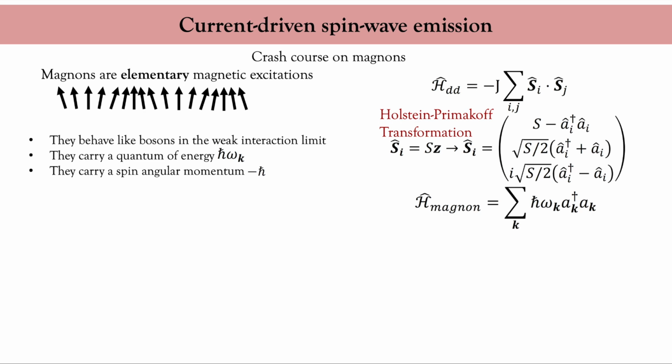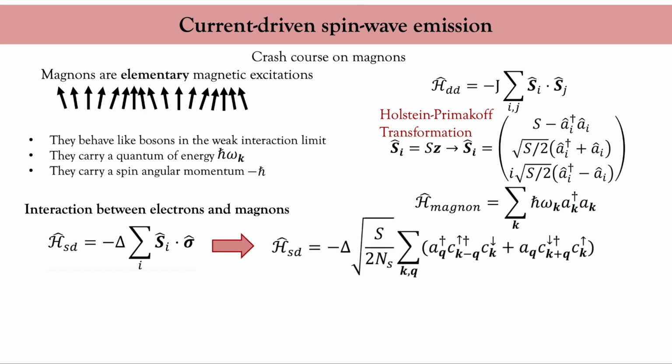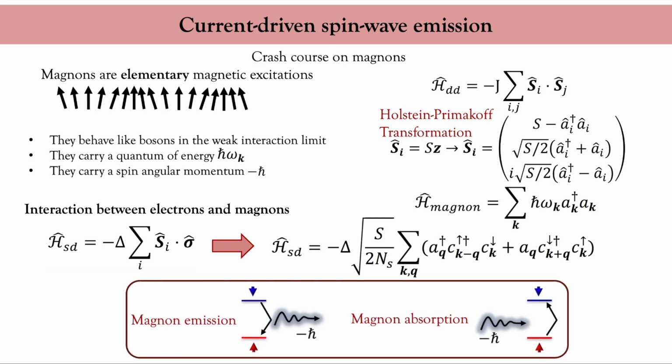Now, to model the interaction between magnons and electrons, we use the so-called s-d exchange interaction, which we have already seen in previous lectures. I apply again the Holstein-Primakoff transform, and I obtain the electron-magnon interaction Hamiltonian that pretty much looks like the more familiar electron-phonon interaction. The first term stands for the magnon emission, whereas the second term stands for the magnon absorption.